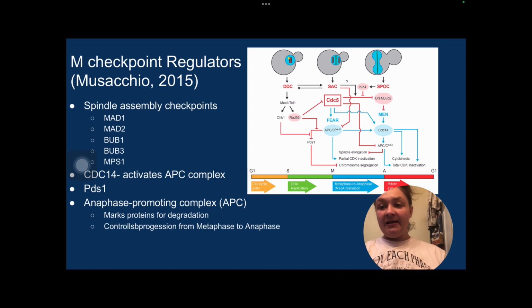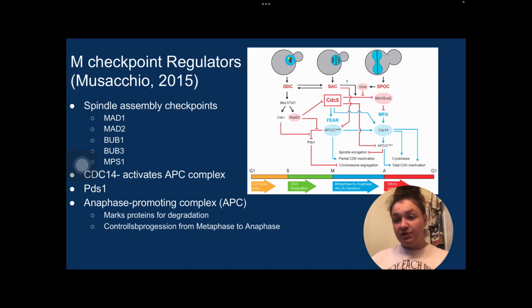MPS1, a key kinase, is essential for the proper functioning of this checkpoint. MPS1 phosphorylates several of this checkpoint's components, including MAD1, MAD2, and BUB1, which also enhances their activity and recruitment to kinetochores. MPS1 also amplifies the checkpoint signal in response to unattached kinetochores.